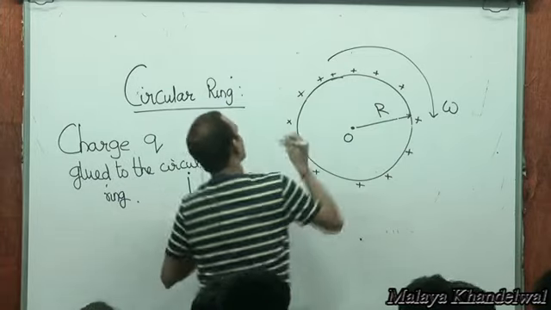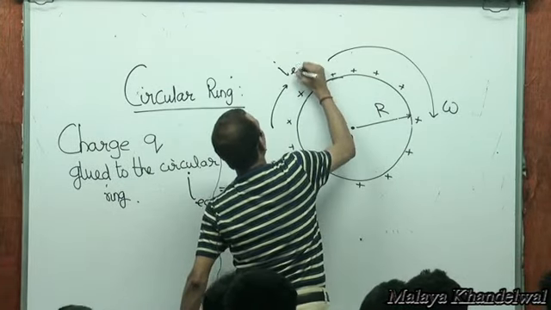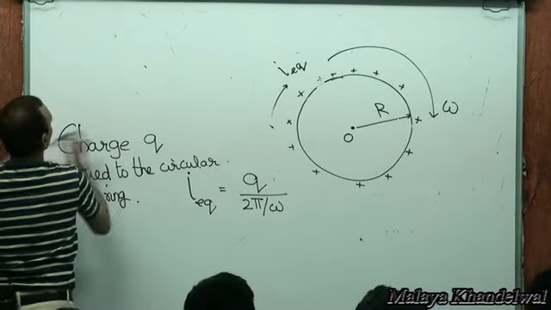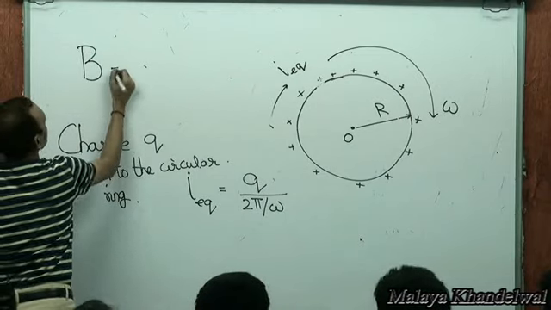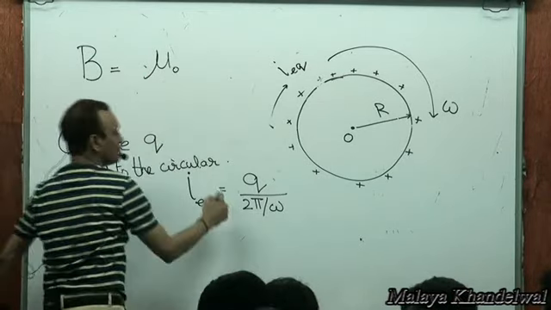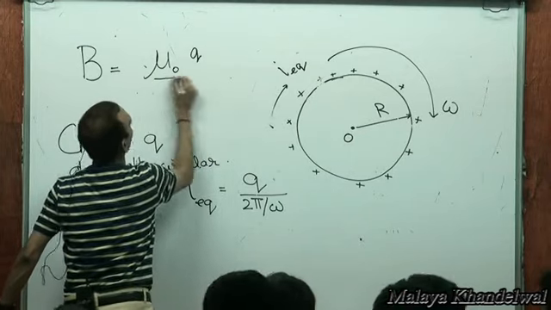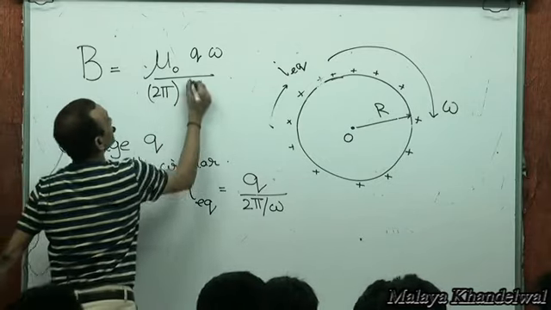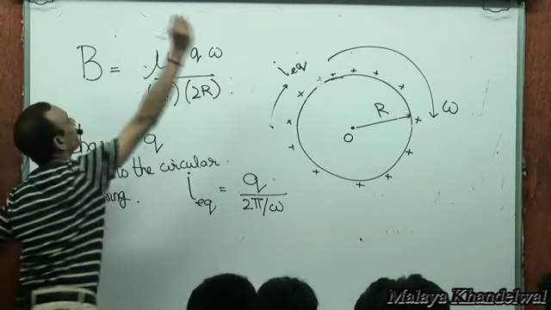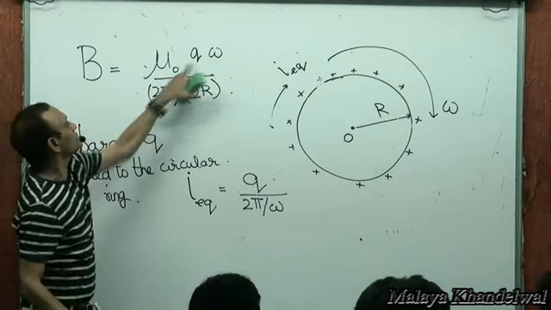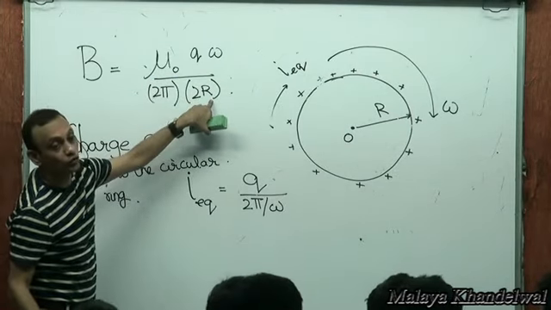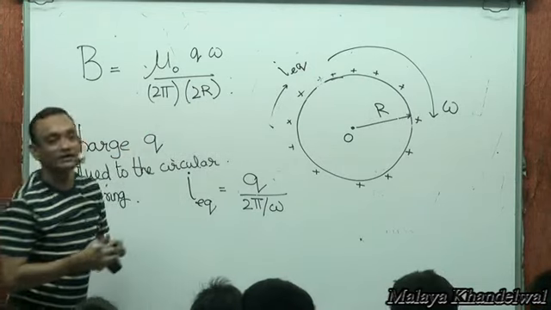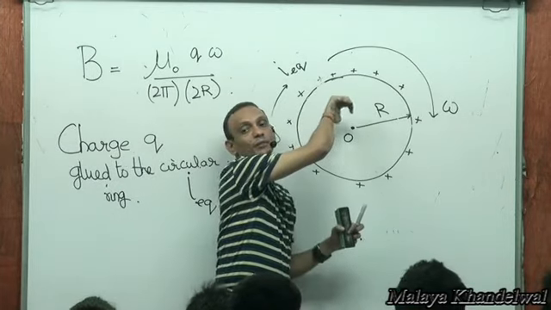And if this is the equivalent current associated with the ring, the magnetic field produced at O, because of this current, is going to be mu naught times the equivalent current, which is Q by 2 pi by omega, divided by 2r. Mu naught times I is Q by 2 pi by omega divided by 2r. That's going to be the magnetic field produced by this arrangement. And the direction of the field would be into the plane of the board.